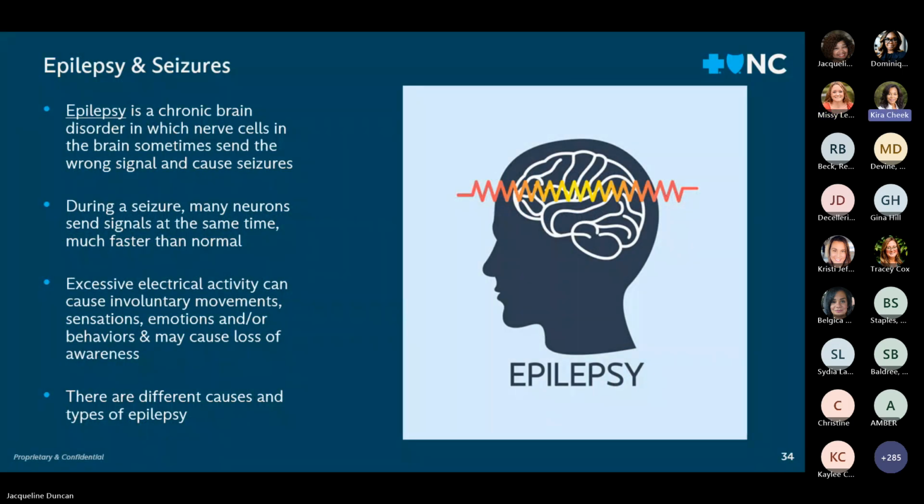Thank you so much. What is epilepsy? Epilepsy is a chronic brain disorder where neurons send incorrect signals causing seizures. During a seizure, excessive electrical activity in the brain leads to involuntary movements, sensations, emotions, or behaviors, and sometimes a loss of awareness. Recovery time from seizures is different for everyone and could be immediate or take several hours.